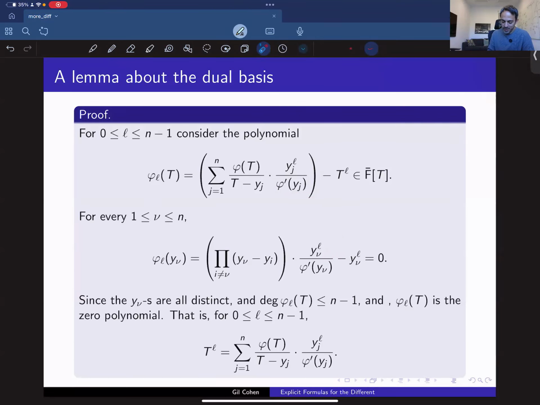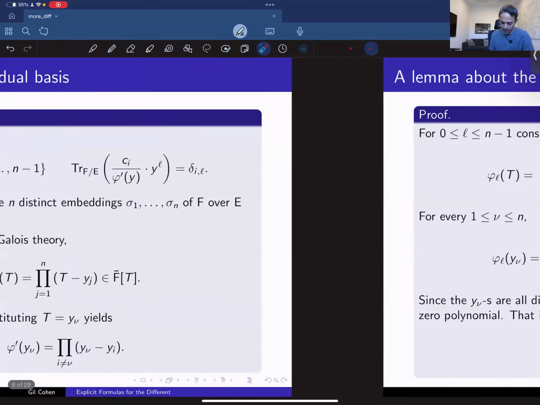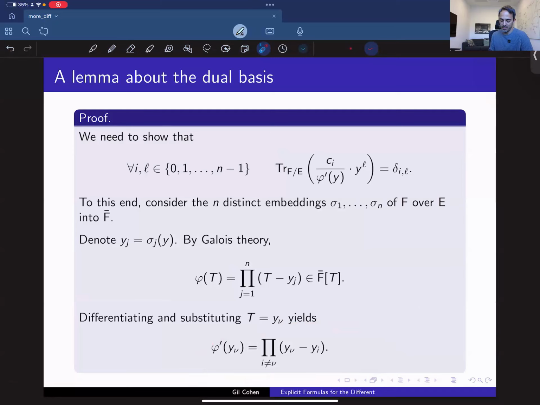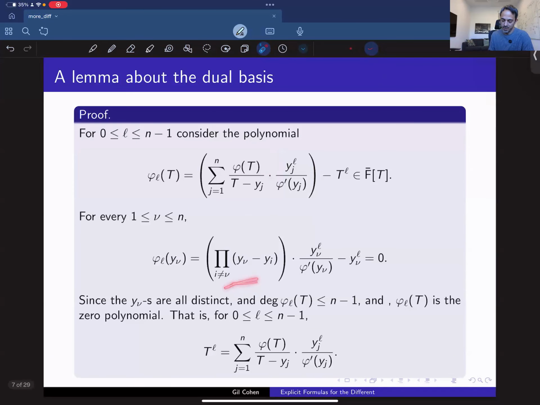And by the previous calculation that we did, this and that are the same, so they cancel out. Phi prime of y_ν is this product, which appears here. So this is just 1, and therefore this gets cancelled with that, and you get 0.